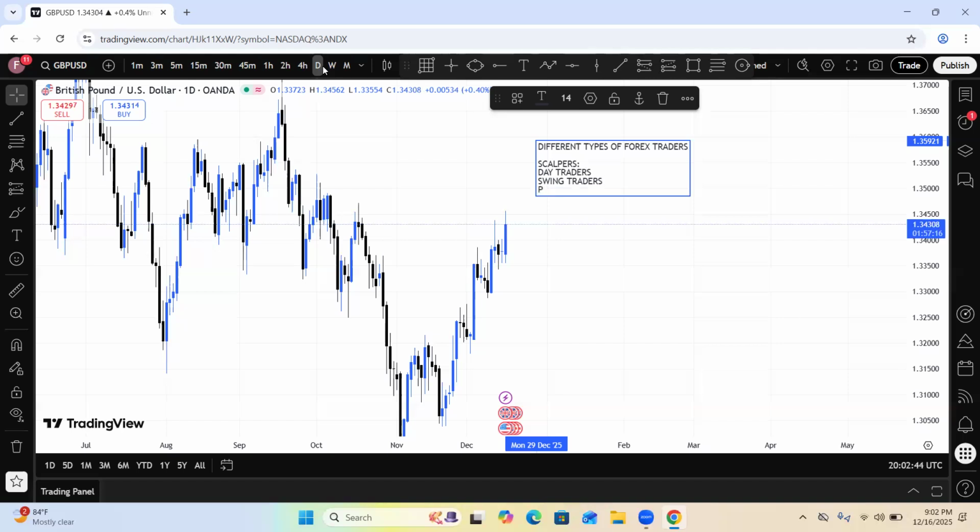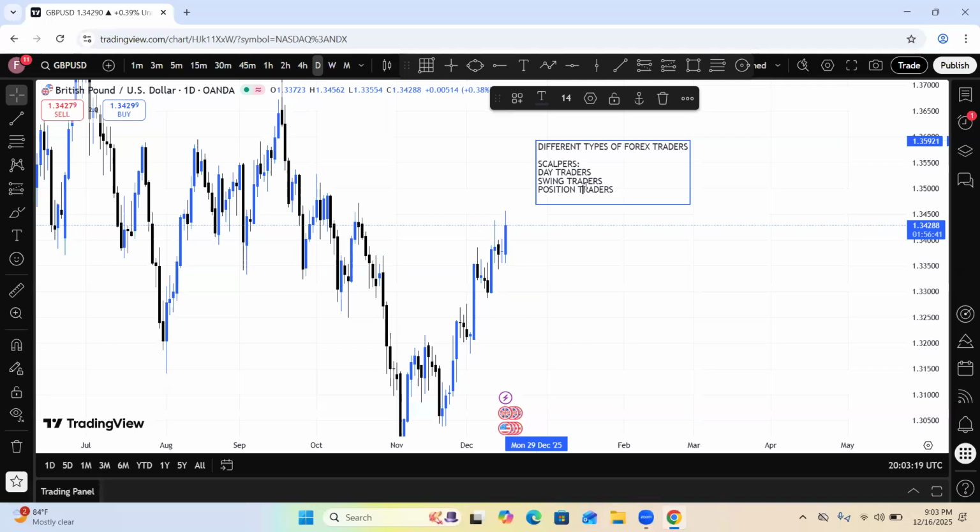And the last one is position traders. Position traders, these people, they hold trade for longer than we expect. Okay? The position traders, they hold trade for months. Before gold got to 4K, there were people that had held the trade for 3 to 4, 5 months. They are position traders. They just open a trade and they leave it for months. Those are people that have high capital.